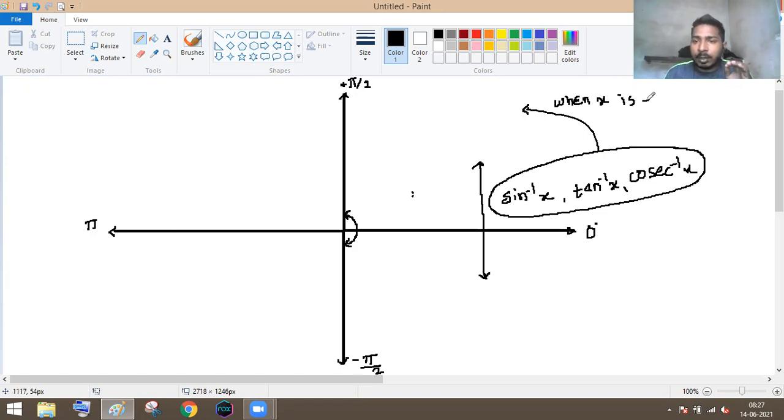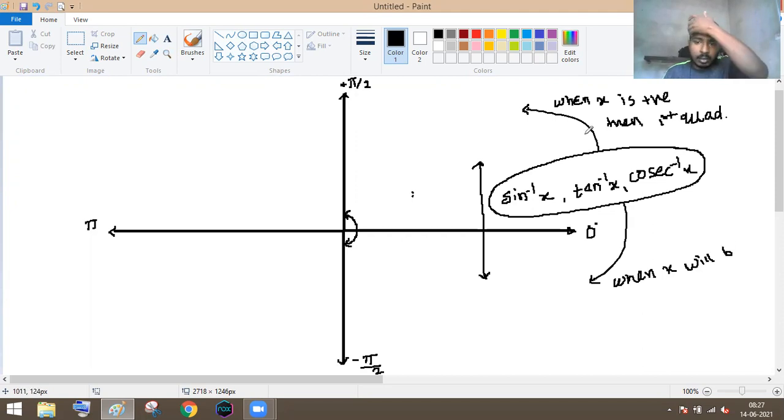When x is positive, then first quadrant, and when x is negative, then fourth quadrant.